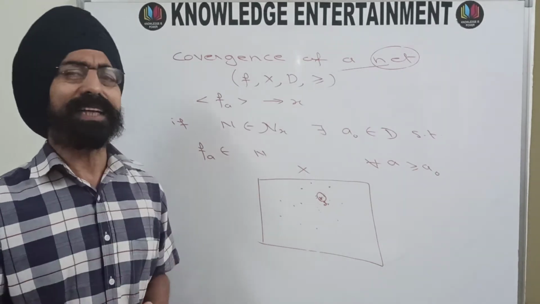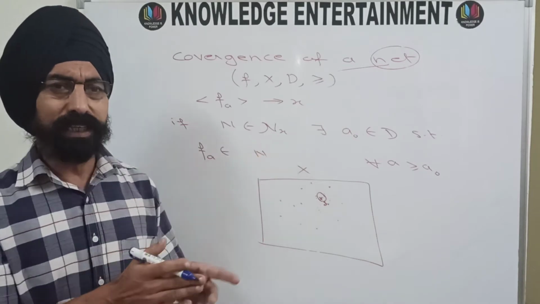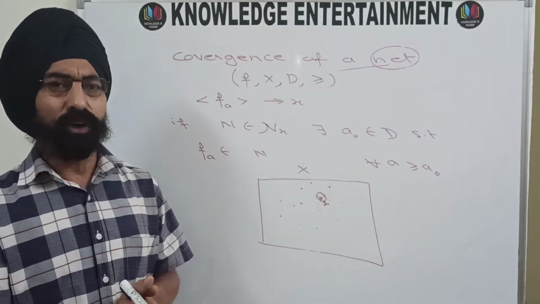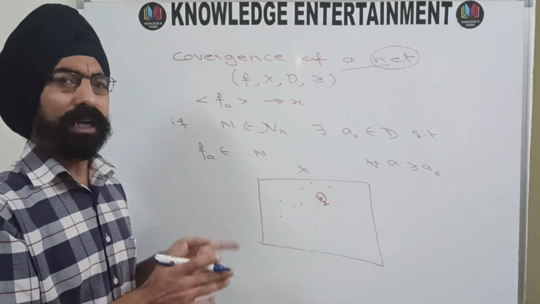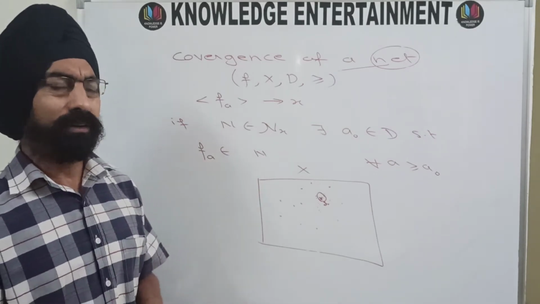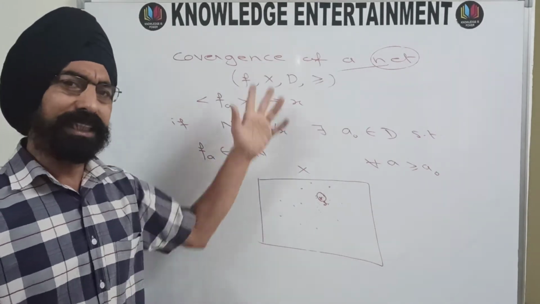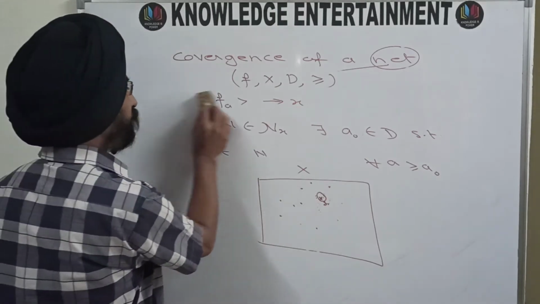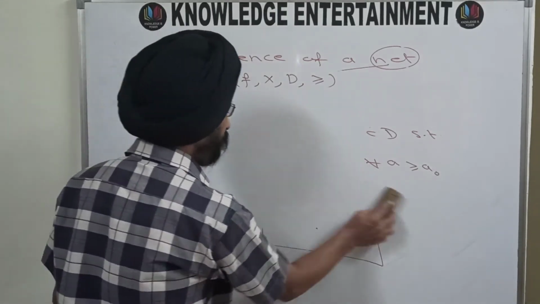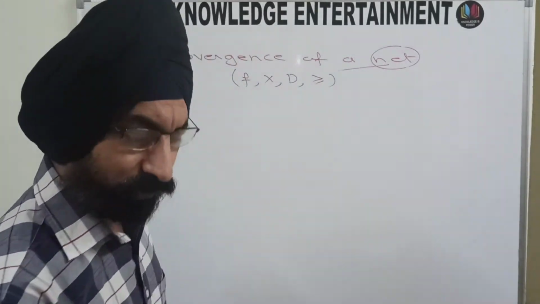Such that after that stage, after that particular a naught, which is a member of D, whatever a is there, a greater than or equal to a naught, your fa must be in the neighborhood, whatever neighborhood you take for the point x. So this is the definition of convergence of a net, which I am going to write now properly. So, the proper definition of convergence of a net.